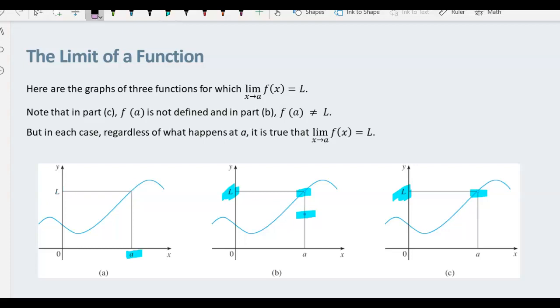In all 3 of these examples, however, what we're asking is what happens as we approach from the left and also from the right. Looking at this first graph, I am approaching the same value, L. Looking at this graph, I am approaching the same value, L. All three of these have the same limit, even though the functions are defined differently. The point is that we can say that the limit exists regardless of whether the function is defined at that particular point.